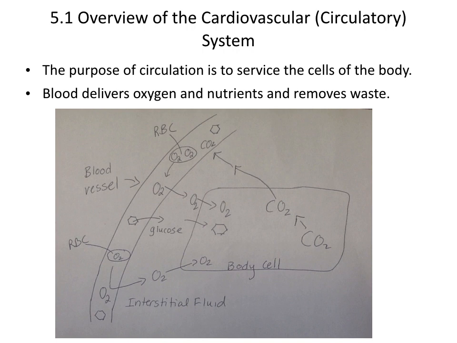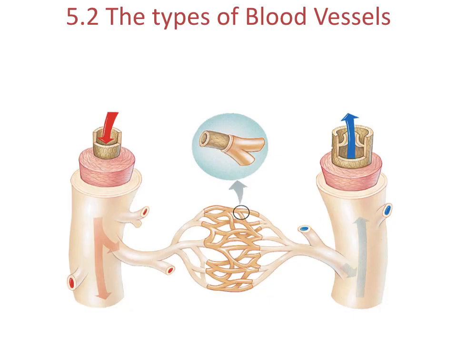Wastes that our cells produce are carbon dioxide. Carbon dioxide I have depicted here with arrow going back to the blood because our blood carries that waste back to the lungs and we exhale it. And this is the overall function of the circulatory system. Now we'll move on to different types of blood vessels. This is 5.2 in your book.